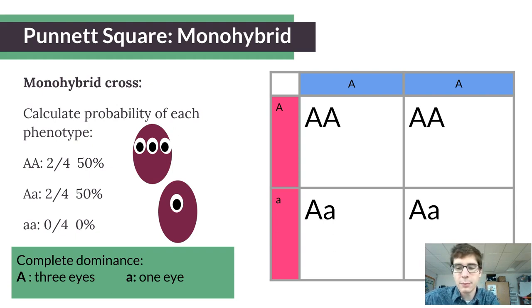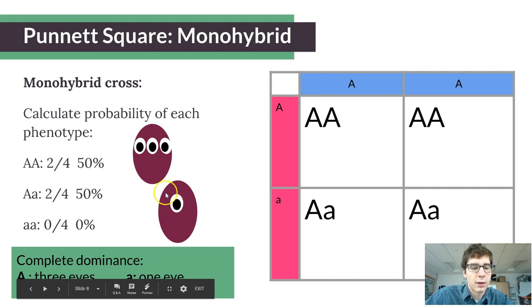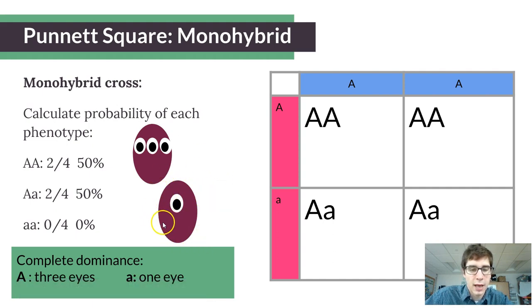So I haven't told you yet, but this particular allele codes for eyes in different aliens. It's a complete dominance, meaning that if you get just one capital allele, capital A, your alien is going to get 3 eyes. If it only has the recessive genotype, then it's going to have 1 eye.